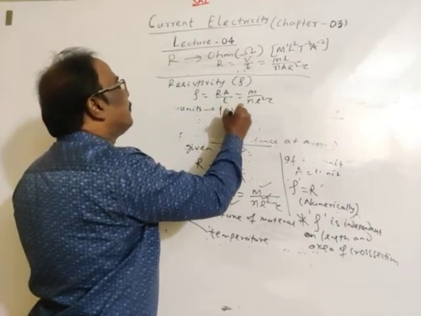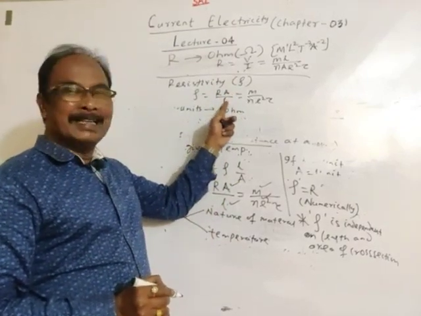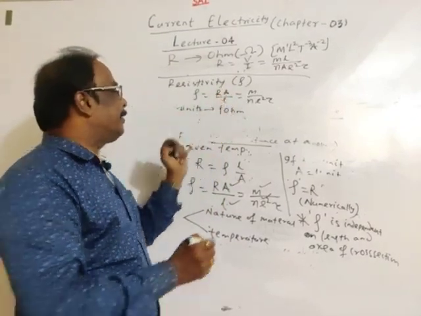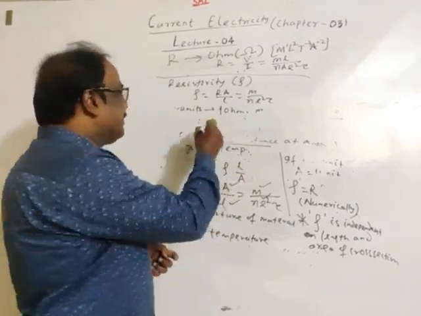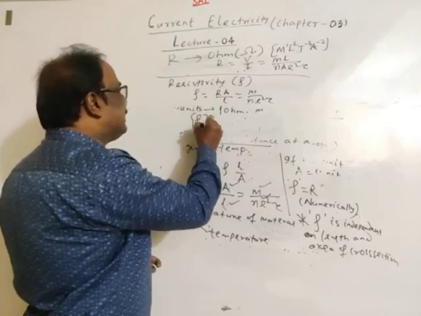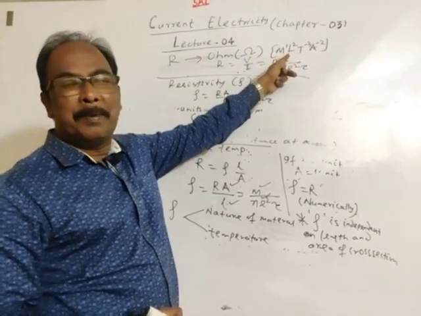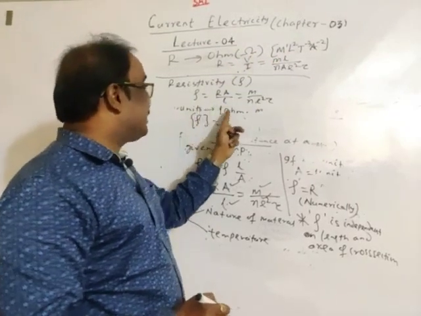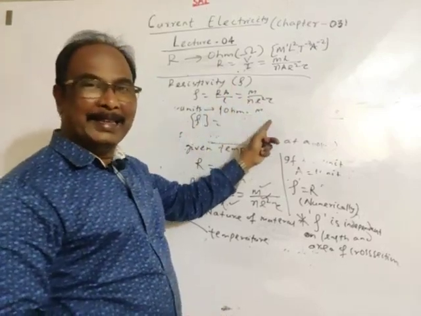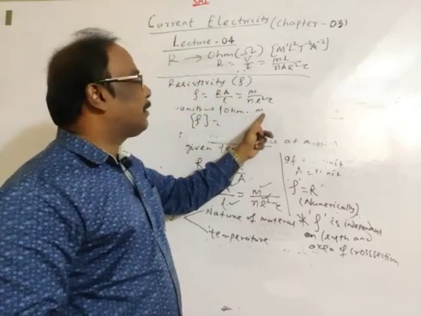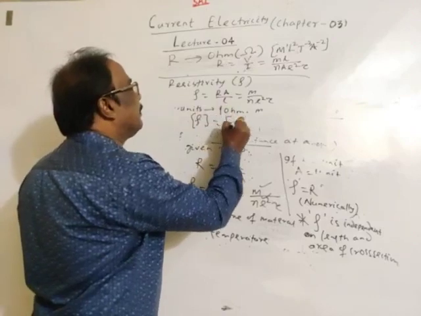Resistance is ohm. Area is meter square, cross sectional area, and length is meter. Meter square divided by meter is meter. So the unit is ohm meter. So the dimensional formula you can find very easily. See, the unit of resistance is ohm, and this is the dimensional formula of resistance. But the unit of resistivity is ohm into meter, meaning resistance into length. Ohm is for resistance, meter is for length. So resistance into length, just multiply by length, and you will get your answer.